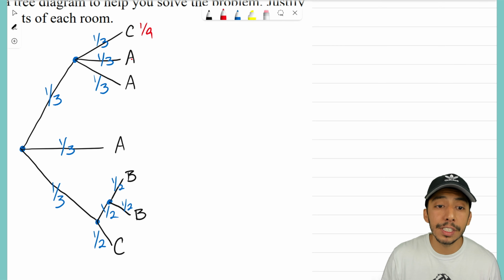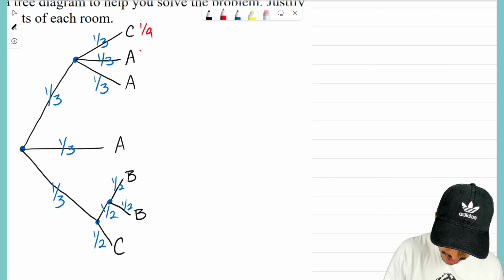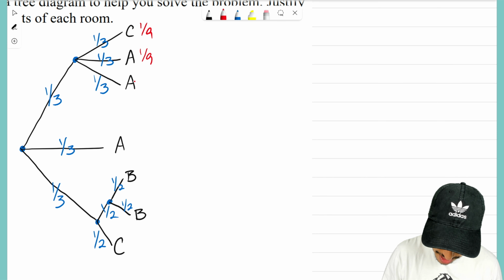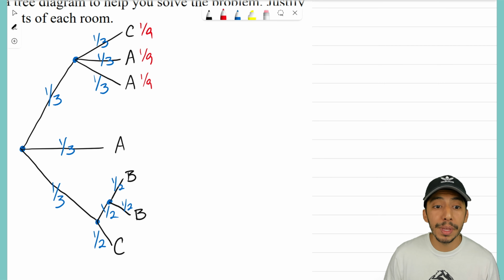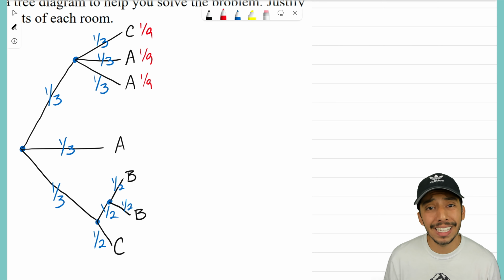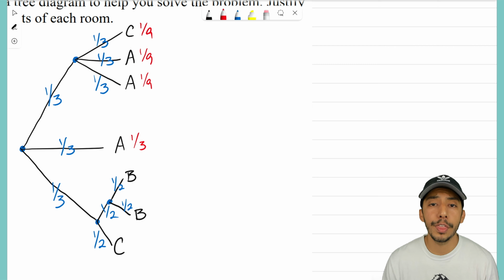The chance of him getting to this room A would have to also be 1/3 times 1/3. So this will also be 1/9. The final A there will also be 1/3 times 1/3, which is 1/9. Awesome. Now let's do the middle A. This A down the middle, he just passes 1/3. He doesn't pass another fraction. So no need to multiply. We know that his chance of getting there is 1/3.